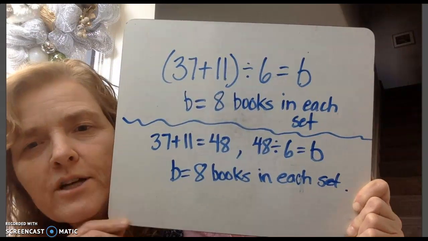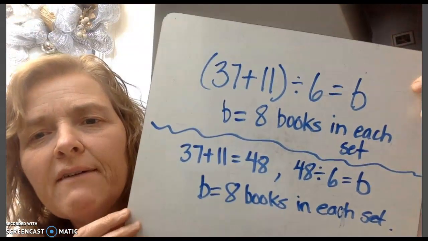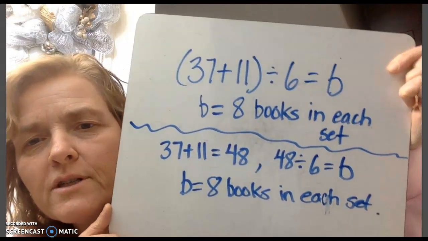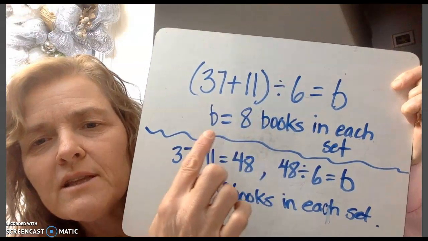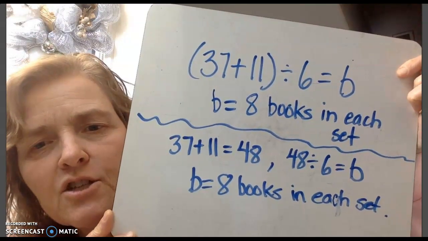Okay, 2 different equations. If you want to use one with the parentheses, we would have the first step in parentheses divided by 6 equals B for books. And then our answer with the label would be there's 8 books in each set. B equals 8 books in each set.